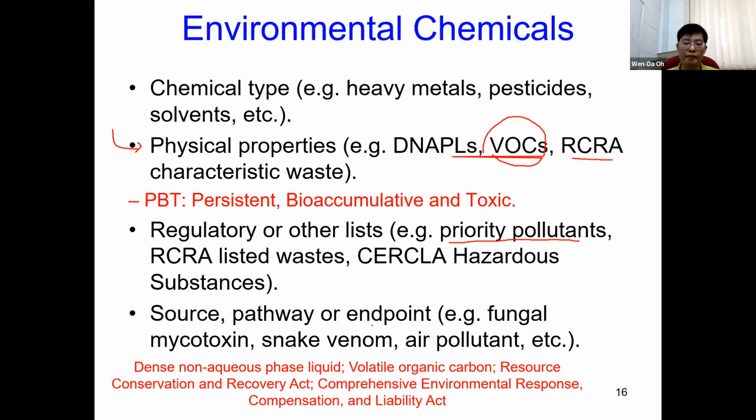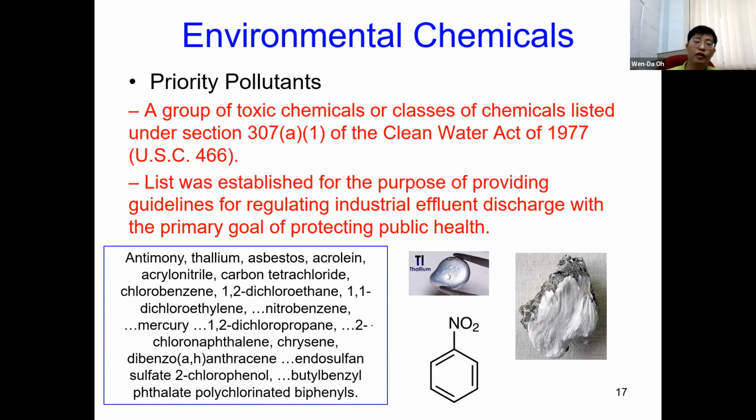So the management type and the treatment type will be different, depending on the classification of the chemicals that you have been exposed to. If we talk about classification based on priority pollutant, generally this is one of the very important pollutants that are of emerging concerns. Priority pollutants are basically chemicals that are listed under Section 307(a)(1).